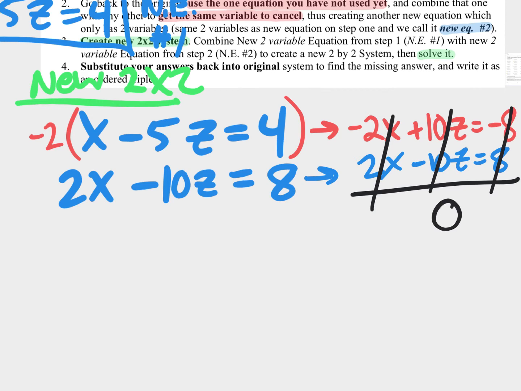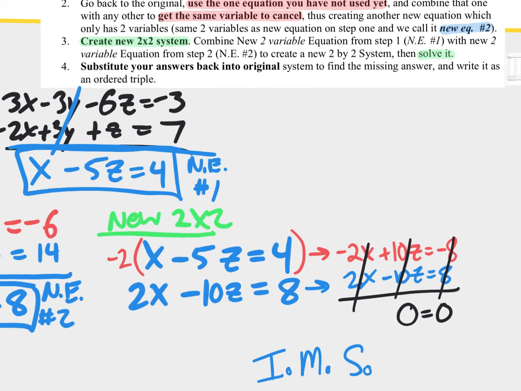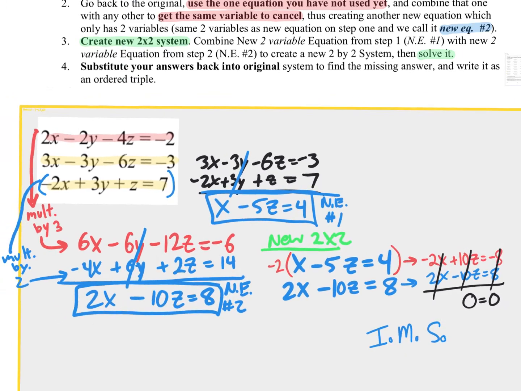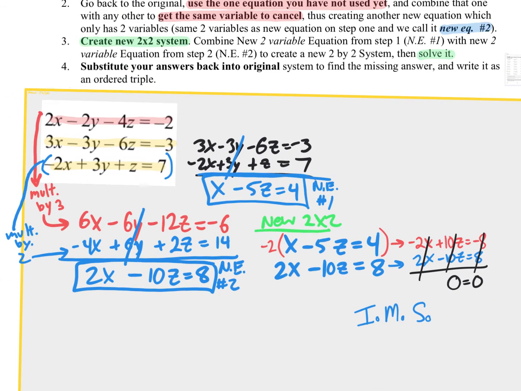That means that you have nothing equals nothing, which is always true. It's always true. So that means infinitely many solutions. Infinitely many solutions. Okay? So that was a special case problem. And yeah, you just stop right there.